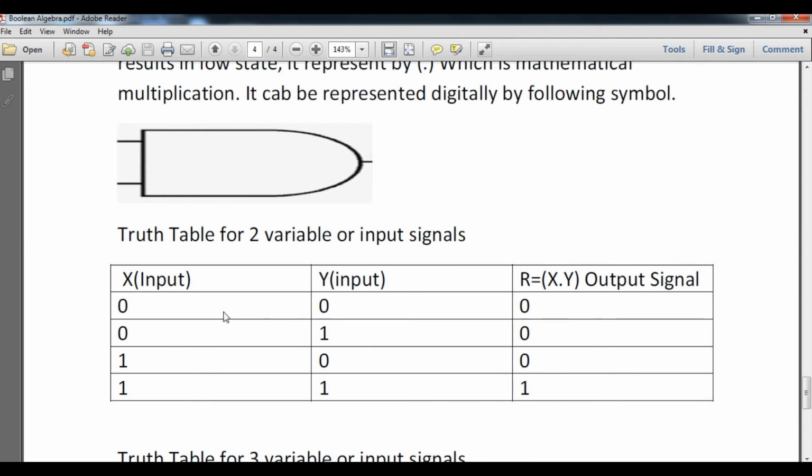So you can see that in the first case all are in low state, so definitely it will produce low state. Here one of the input signals, that means x, is in low state, so it will produce again 0, and in this case y is in low state, so it will again produce 0. In the last state you can see that both are in high state, so that's why it produced 1.